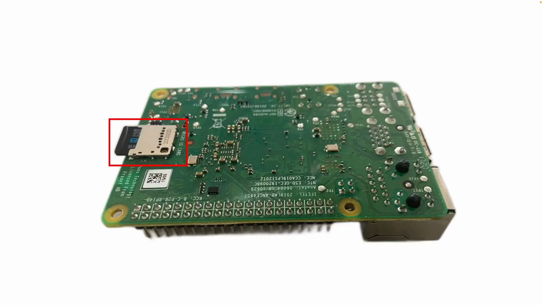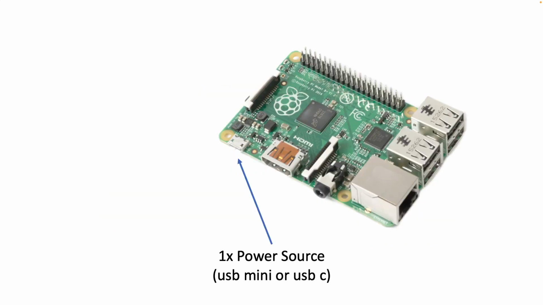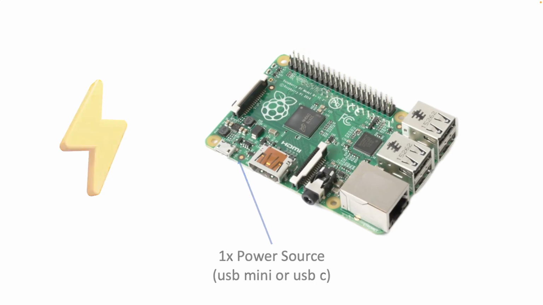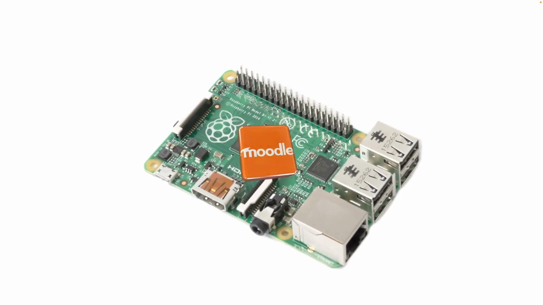Put your SD card into the Raspberry Pi. Plug your Raspberry Pi into electricity. And now, every time you start your Raspberry Pi with your SD memory, it will start directly on Moodle. More exactly, on the Moodlebox.